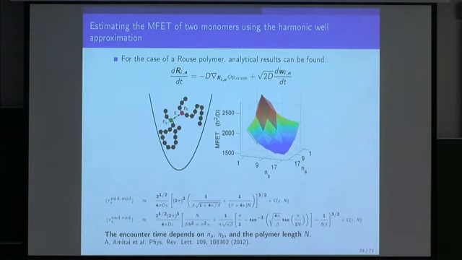What is the small parameter in this case? The small parameter is epsilon. It's the distance at which you say the two monomers have met.